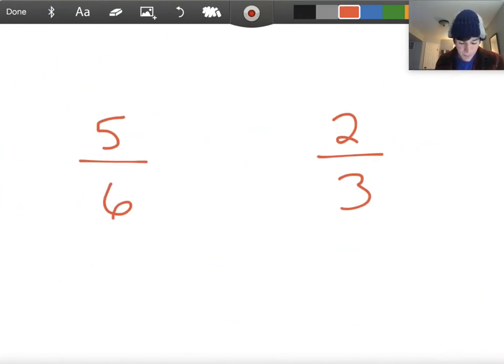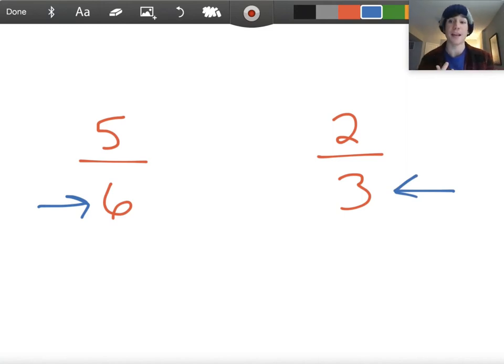Same idea here. I have 5/6 and 2/3. Although I could figure this out with logic, notice they're each only missing one piece. 5/6 is missing only 1/6, a smaller piece, so it must be bigger. I can also do that with common denominators.